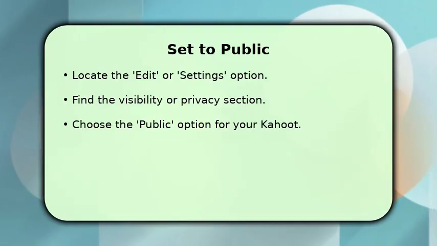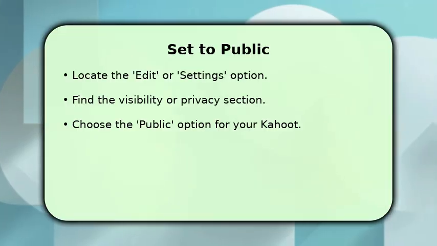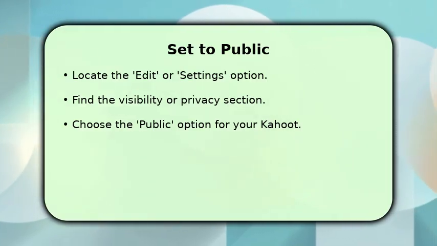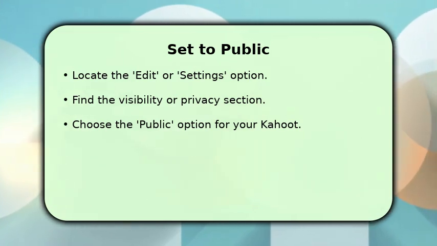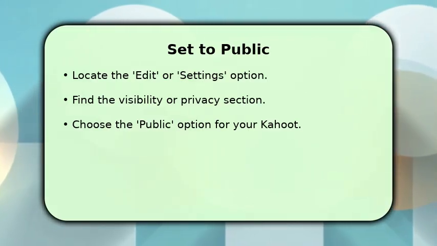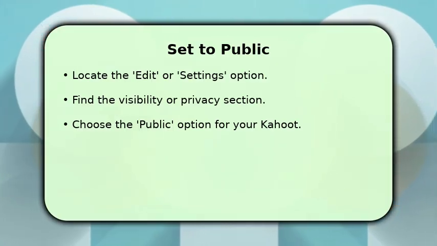On the Kahoot's detail page, find and tap the Edit button, often represented by a pencil icon. Within the editing interface, scroll down until you see a section labeled Visibility or Privacy Settings. Here, you will find options like Private and Public. Select Public to ensure your Kahoot is discoverable by anyone searching within the app.